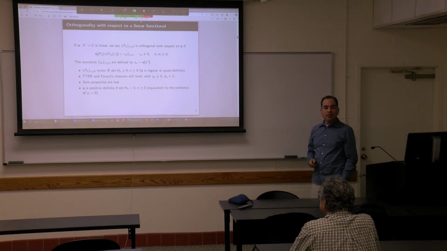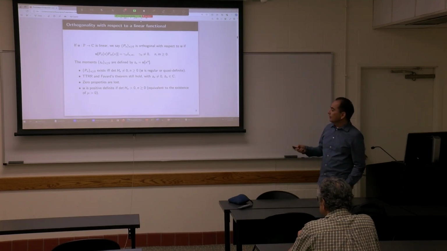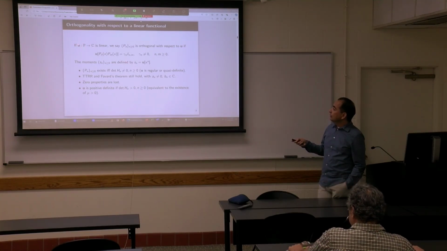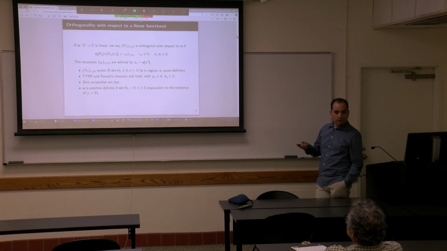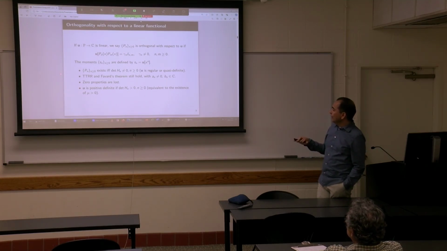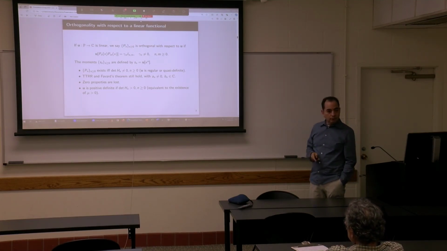Orthogonality can also be defined in a more general context with respect to linear functionals. So if we consider a linear functional u, which is defined in the space of polynomials, then we can also define orthogonality with respect to the functional in this way. Right? So we can also define moments associated with the functional, in a very similar way. And we can guarantee that such an orthogonal sequence is going to exist if and only if the determinants of the Hankel matrices of the moments are non-singular for every n.